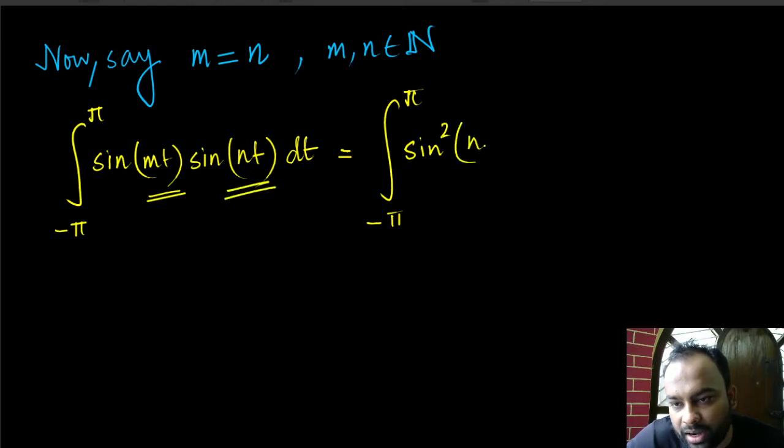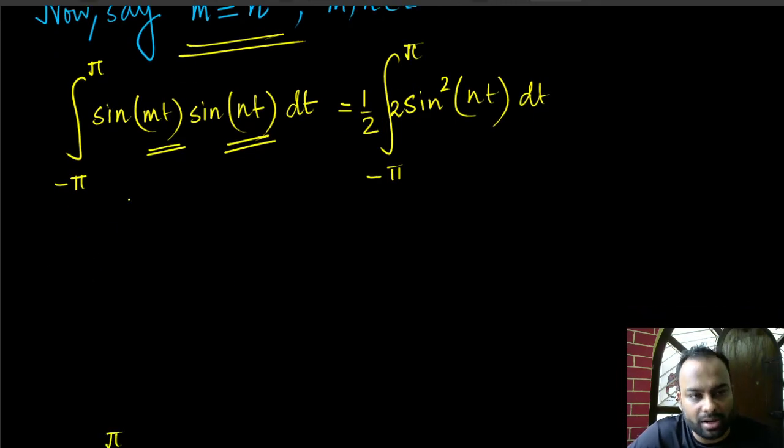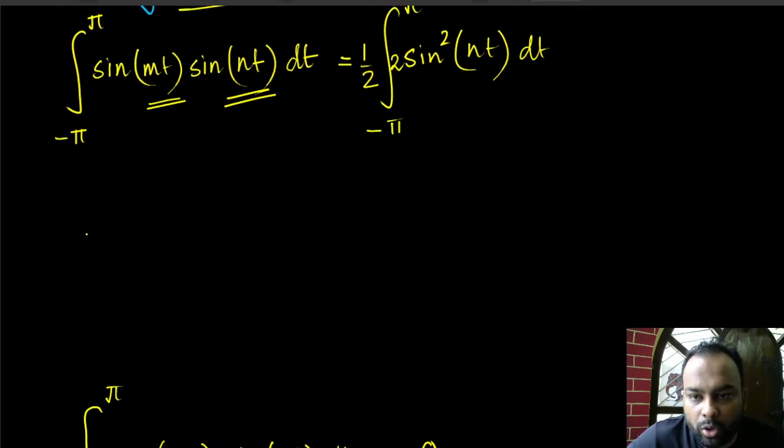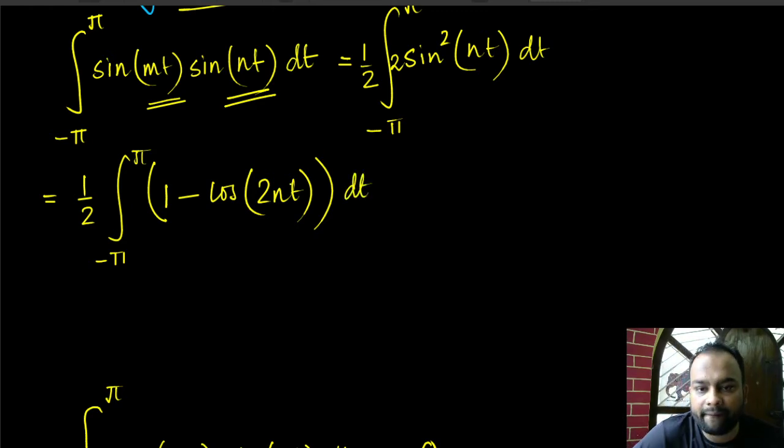So I would have sine square nt, because I just considered m equal to n and replaced m with n. Of course, again the same thing I can do. I can put a half here and a 2 here, and subsequently I have the formula for 2 sine square theta. 2 sine square theta is 1 minus cos 2 theta. So with that said, I can again write this as integration from minus pi to pi of 1 minus cos of 2nt dt.